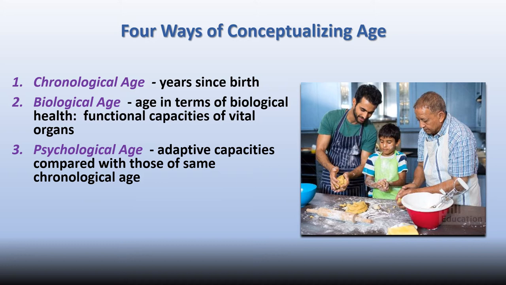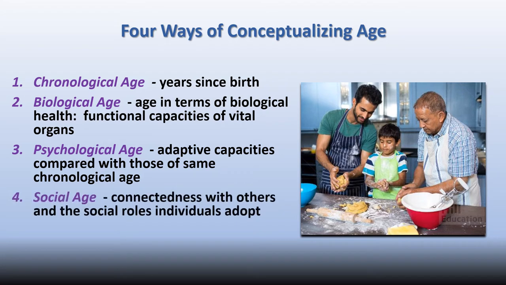So it says adaptive capacities compared with those of other people their same chronological age, right? And you'll hear people say that in common speech all the time, like, my grandma's 91, but for her age, she's really sharp. Well, that's just a less technical way of saying that. Just think about how people say that, right? It's acknowledging chronological age and psychological age and biological age too, all in that. And social age, right? So this is connectedness with others and the social roles that individuals adopt.